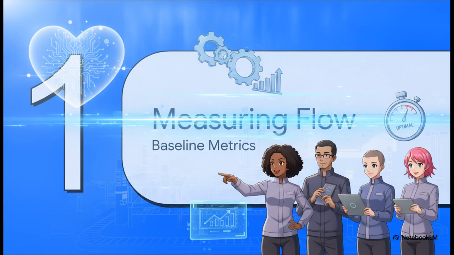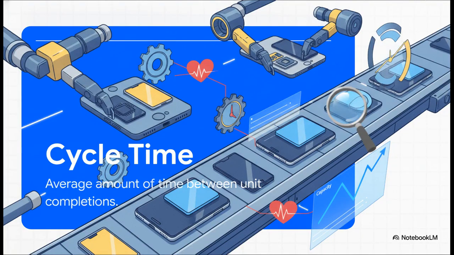Section 1. Measuring the production flow. Okay, so you can't fix what you can't measure, right? In operations management, getting an incredibly accurate reading on your baseline performance is literally everything. The very first metric we need is cycle time. The crucial point here is that cycle time measures the raw rhythm and pace of your unit output.